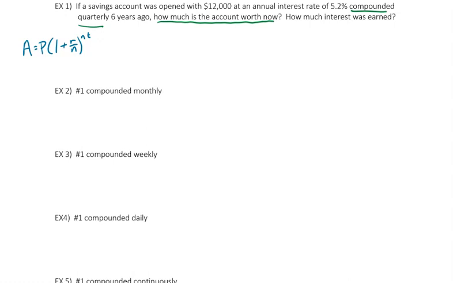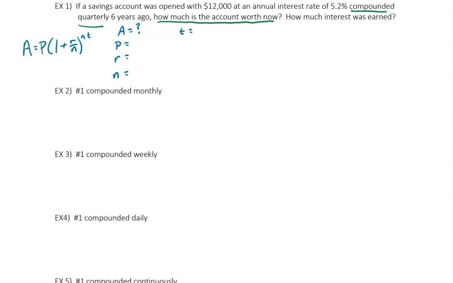Right? So if we want to grab all of these pieces, I'm just going to write all of these variables down so we can find them. So A is the amount that we end with. Well, if we're trying to figure out how much the account is worth now, that just means that we don't know A. That's what we're trying to figure out. So A is just going to stay A.